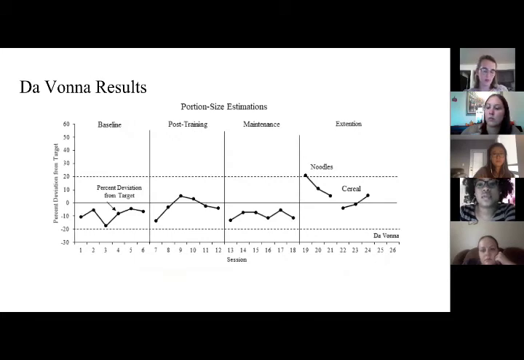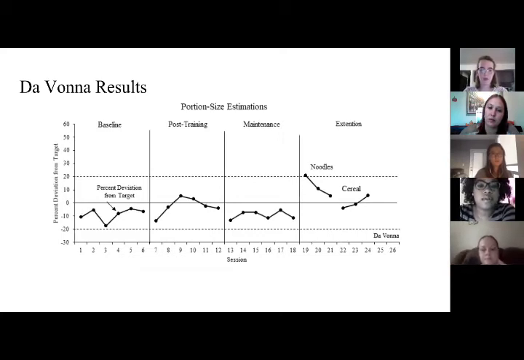The averages and ranges for my graph are as follows. For baseline, I had negative 8.7, and range would be negative 17.4 to negative 4.3. For post-training, my average was negative 2.4, and range was negative 13.7 to 5.3. For maintenance, my average was negative 9.23, and range was from negative 13 to negative 5.4. For the extension phase, my average was 6.35, and the range was from negative 9.3 to 20.9.